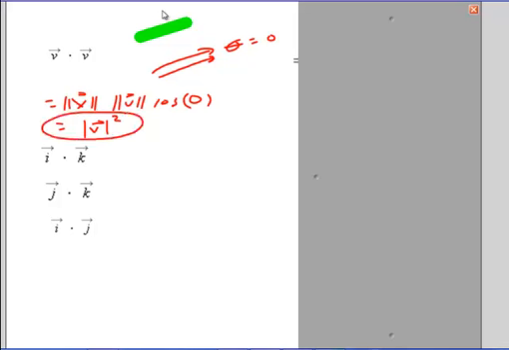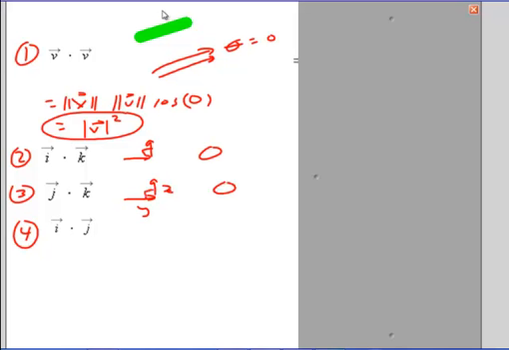Okay, what about these? That's the first one. What about these next three? Well, the next three, we've got i dot k. That's a unit vector in the i direction and a unit vector in the z direction. Well, we know those are going to be perpendicular, so it's going to be 0. j dot k is in the y and in the z, again perpendicular, so 0. And i dot j is in the x and in the y, perpendicular, so 0.